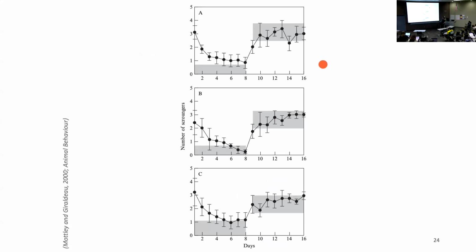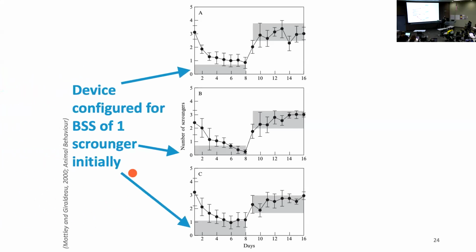So these are three separate runs of this experiment, three separate groups of birds. And initially, in each of these three runs, they configure the device for a BSS of one scrounger. So remember that P star, you can configure that. I know how many birds are in my group. I know the F, the number of seeds that are in the patch. I know how many seeds a bird gets before other birds can come over. So I can estimate what the BSS would predict.